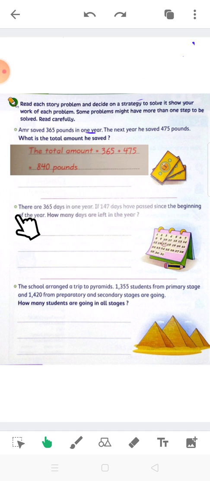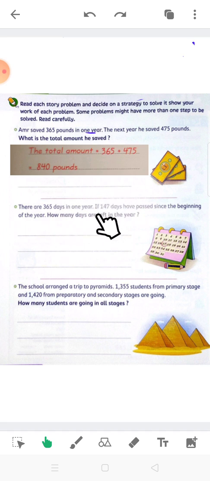Again, we have another problem. There are 365 days in 1 year. If 147 days have passed since the beginning of the year, how many days are left? What does it mean, left? Rest, left, remainder, difference. All these words mean minus. Of course, it's minus. Okay?